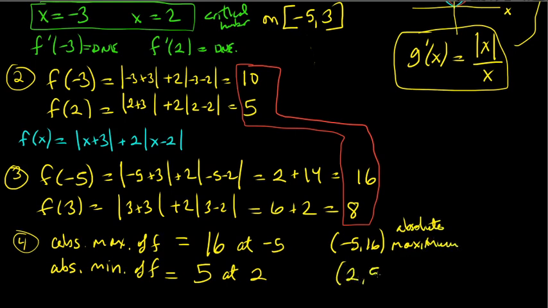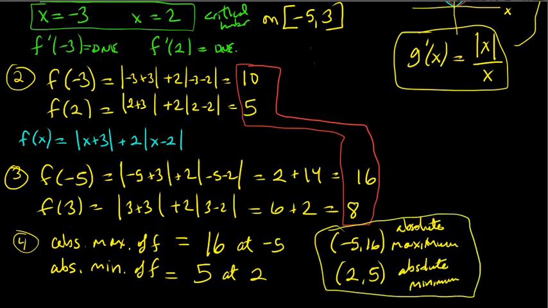And 2, 5 is your absolute minimum. It never hurts to write both, but the maximum value is 16 and the minimum value is 5.